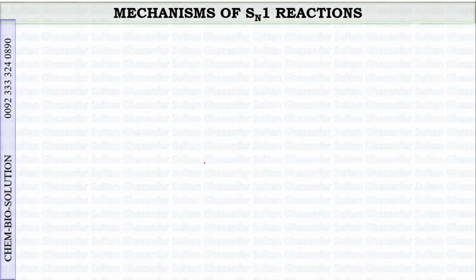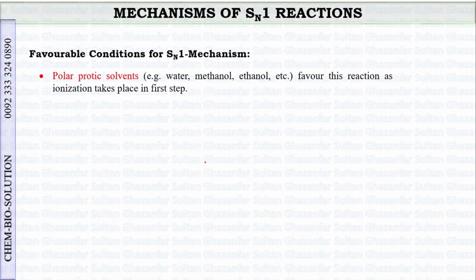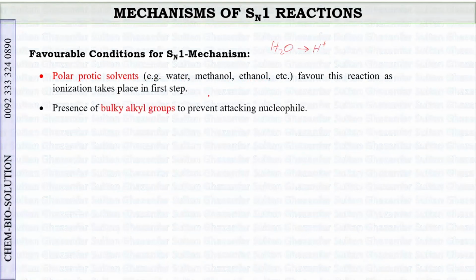Now, what are the favorable conditions for the SN1 mechanism? The favorable condition is the presence of a polar protic solvent. A polar protic solvent means a solvent that can provide a proton, for example, water. Water can provide a proton. Alcohol can also provide protons. So polar protic solvents favor this reaction because they help in ionization in the first step.